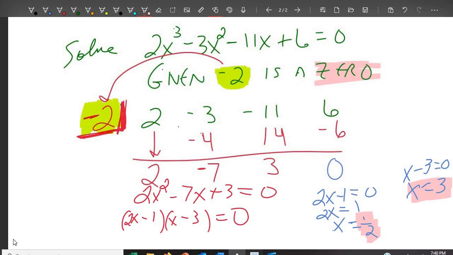So we have 3 answers. Okay. We have negative 2. Whoops. Let me back that up. So we have negative 2, 1/2, and 3. So these are my solutions. Remember, they're either called zeros or roots.